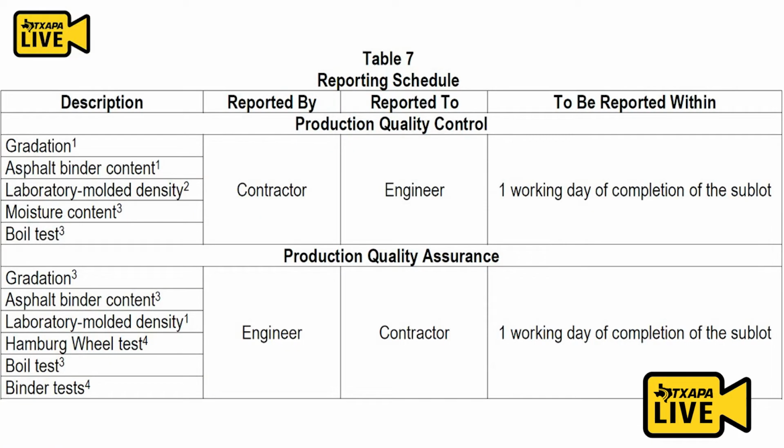That's right, and actually that's a FHWA requirement as well, right? Part of our program, we've stated that we'll maintain custody of samples used for acceptance, so we have to maintain custody of these samples. All right, so here's the big one. Here's reported by the contractor, reported to the engineer. We got gradation, asphalt binder, lab molded densities, moisture content, boil test when required, and then we have 1 working day from completion of the sublot.